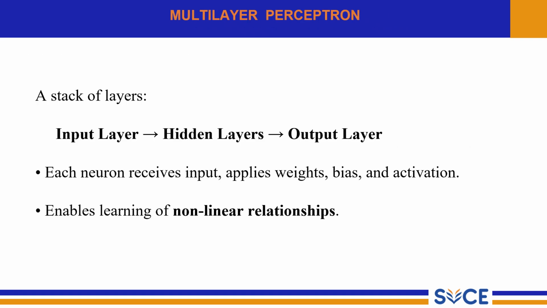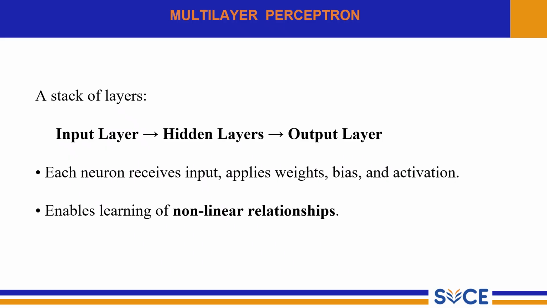And this is the architecture of the multi-layer perceptron. We begin with the input layer, which receives the raw data. As we said, these are the features that describe each example. Next, we move through one or more hidden layers. These are the computational engines of the network.